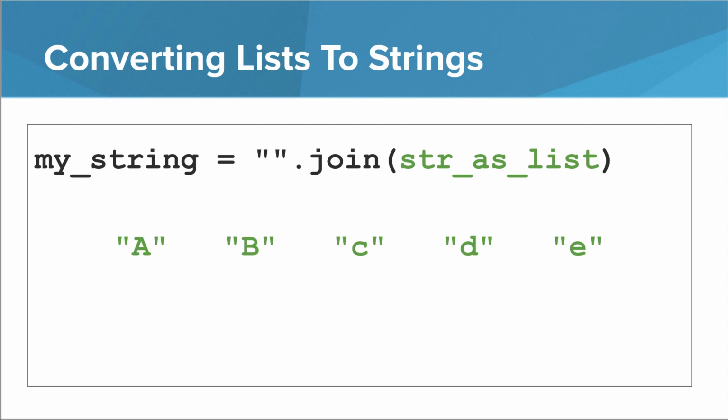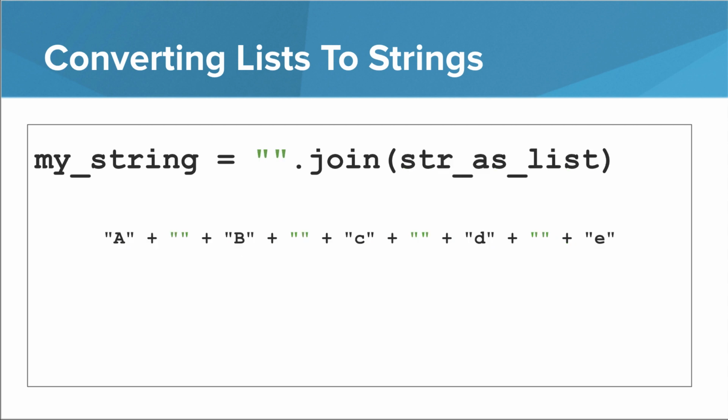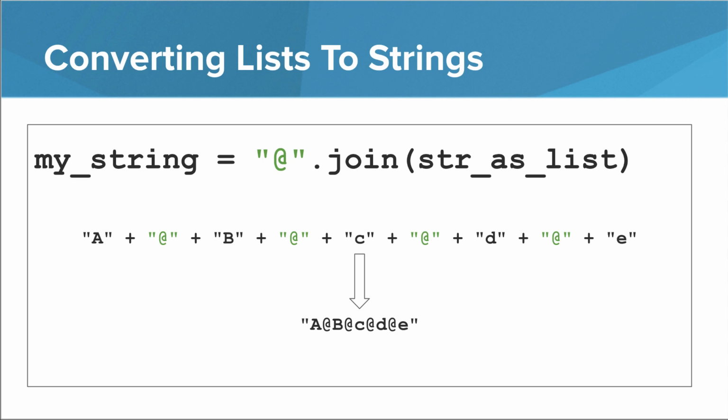Here's the general idea. The elements in the list are bricks, and the string that join was called on is the mortar. So all the strings in str_as_list are bricks, and the empty string is going to be the mortar that goes between them. Join then glues all the bricks together with the mortar in between each pair of bricks. The result is just one big string. Now, in theory, we could use something other than the empty string as the glue, but in this case that would be kind of silly. So that's how to turn a list of strings into a string.